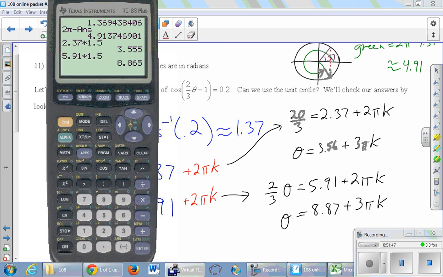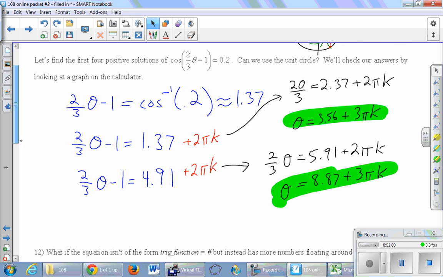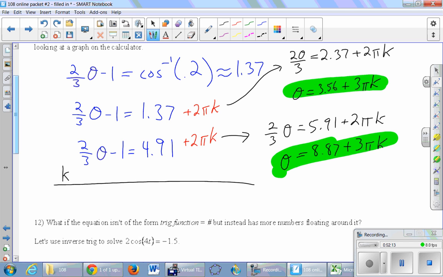Okay, so we've got our two equations that give you every single solution to the original equation. So all we have to do is find, it says the first 4 positive solutions. Is that what we're after? First 4 positive ones. So let's just start picking values of k. Maybe we can even make a chart here. So we're going to have a row for k, and then a row for the first green one, 3.56 plus 3 pi k, and then another row for the other green one.